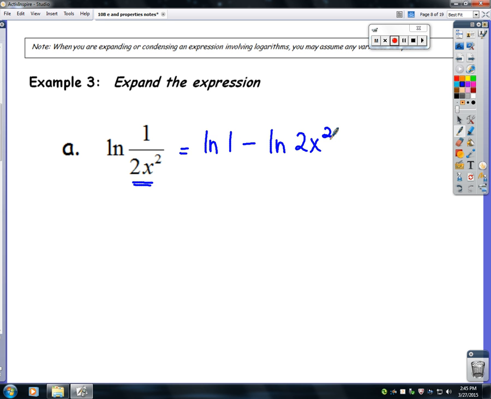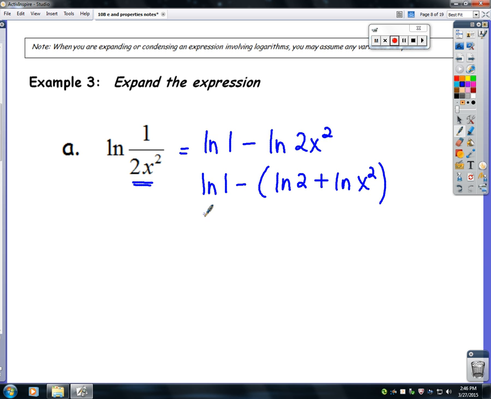All right, so I'm going to break this down into natural log of 1 minus, now this entire quantity, natural log of 2 plus the natural log of x squared. All right, I'm not allowed that power. We don't want any multiplication, any division, or any raising to a power with a log. That's how we know we're done with expanding, when we get rid of those 3 operations.